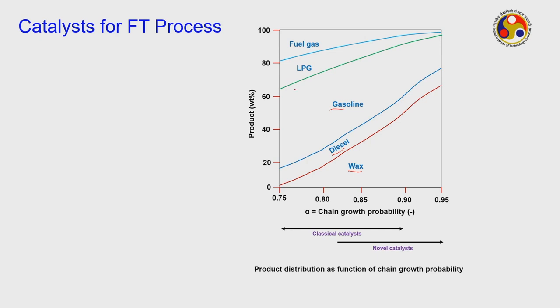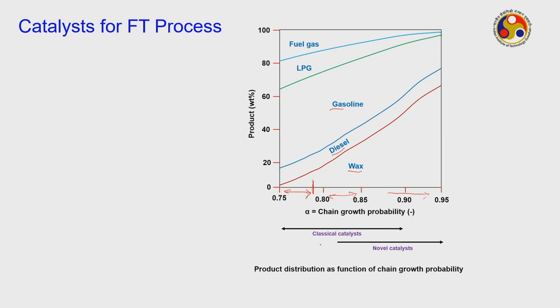So you see that the formation of products with a smaller chain length is more probable when the alpha chain growth is around 0.8. In this region, fuel gas and LPG are highly probable. But as you increase the chain growth, your hydrocarbon becomes more and more elongated. In the intermediate range you form gasoline or diesel, and as you go in this direction, the likely product is waxes. The waxes are paraffin waxes, so you need to do hydrocracking. So this is how the products are distributed.